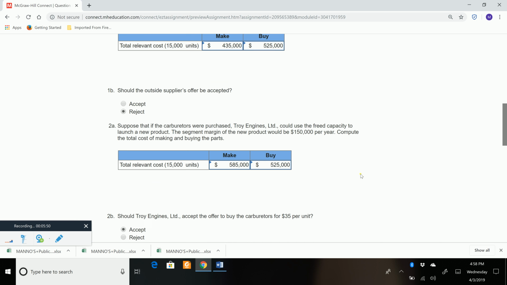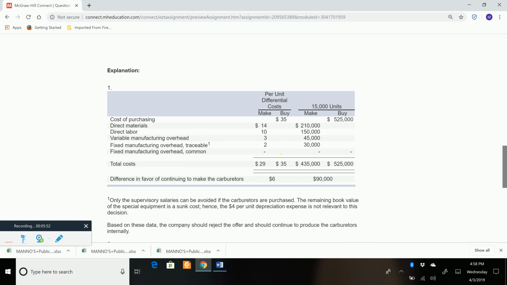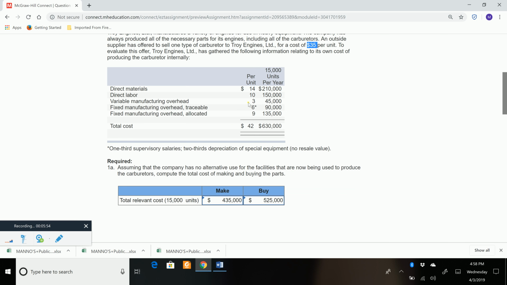Well, not so fast. Let's take a look at this. Out of the $42 detail, direct materials are $14, direct labor is $10, variable overhead is $3, the traceable fixed overhead is $6, and the allocated fixed overhead is $9. Okay, now we can see the traceable fixed overhead. There's a little asterisk here, and the asterisk says $2 of it is supervisory salaries, and $4 of it is special equipment with no resale value.